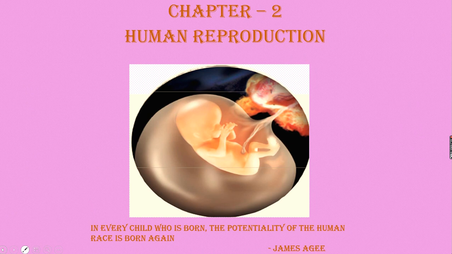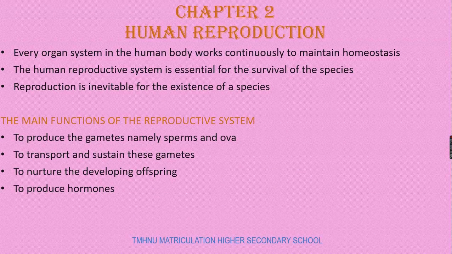Now, what are the various major reproductive events in human beings? Gametogenesis, insemination, fertilization, cleavage, implantation, placentation, gastrulation, organogenesis, and parturition. All these events you must recall. So human reproduction is essential for the survival of the species. This is a 2 mark or 3 mark question.